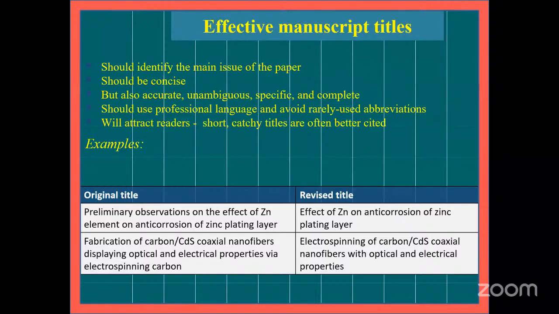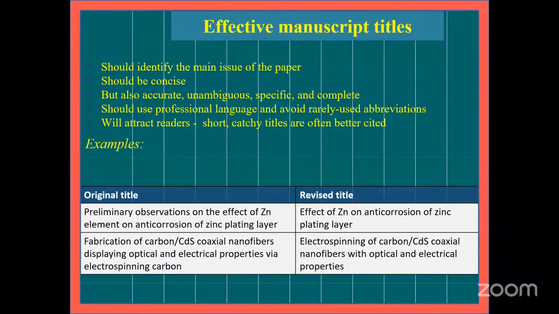So you can look here, there are 2 titles I mentioned. Preliminary observation of the effect of zinc element on anti-corrosion of zinc plating layer. It is the original title. Is this more effective, or this one: the effect of zinc on anti-corrosion of zinc plating layer? Which one is more effective, the original title or the revised title? Revised title. You can see that the original is a little bit confusing, right? What is the preliminary? What is the observation? What is the effect of zinc? But you can write like this. So revising your title is very important.